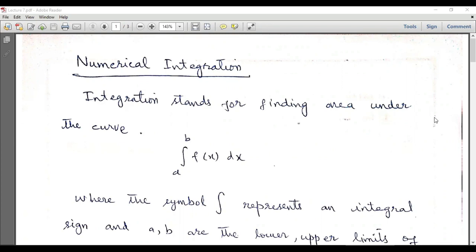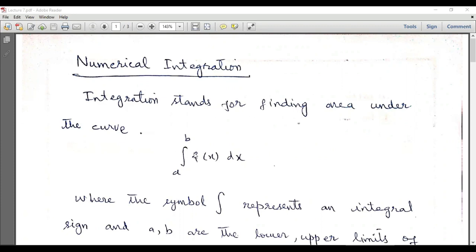So this lecture is the continuation of the course of numerical methods with MATLAB, and in this lecture I am going to start the topic of integration. We will ultimately move to numerical integration later, but in this lecture I will just give the basic idea of integration. Integration stands for finding area under the curve.